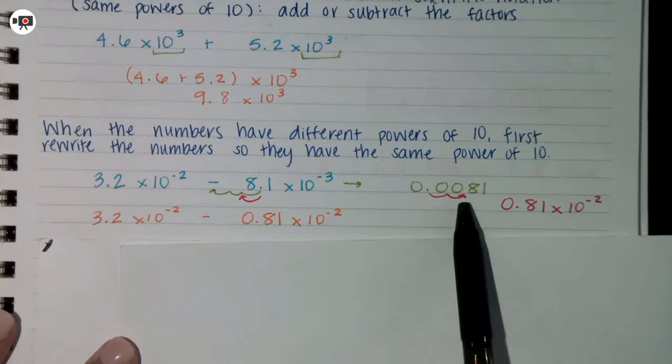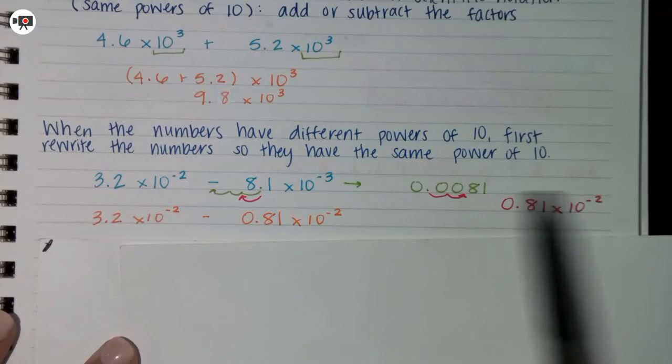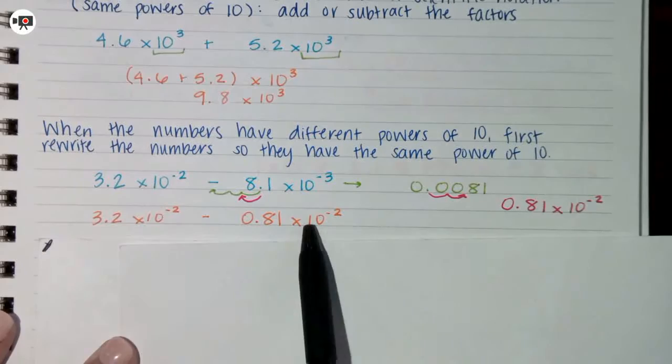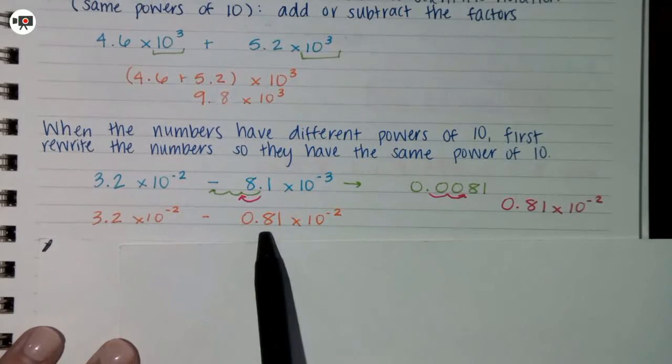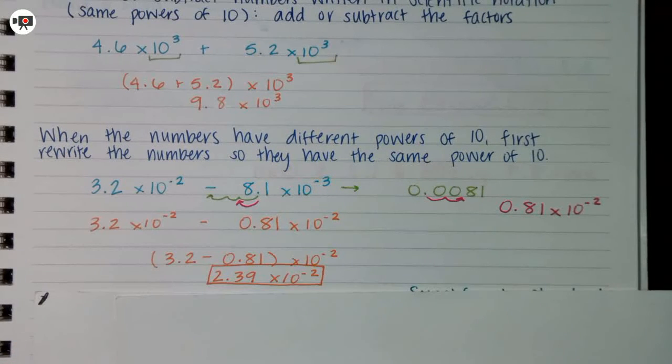Now to put this into scientific notation with a power of negative 2, I move my decimal to the right twice. And I get this number. And this one moves here. Now they have the same power of 10, and I can subtract the numbers. So my answer would be 2.39 times 10 to the negative second power.